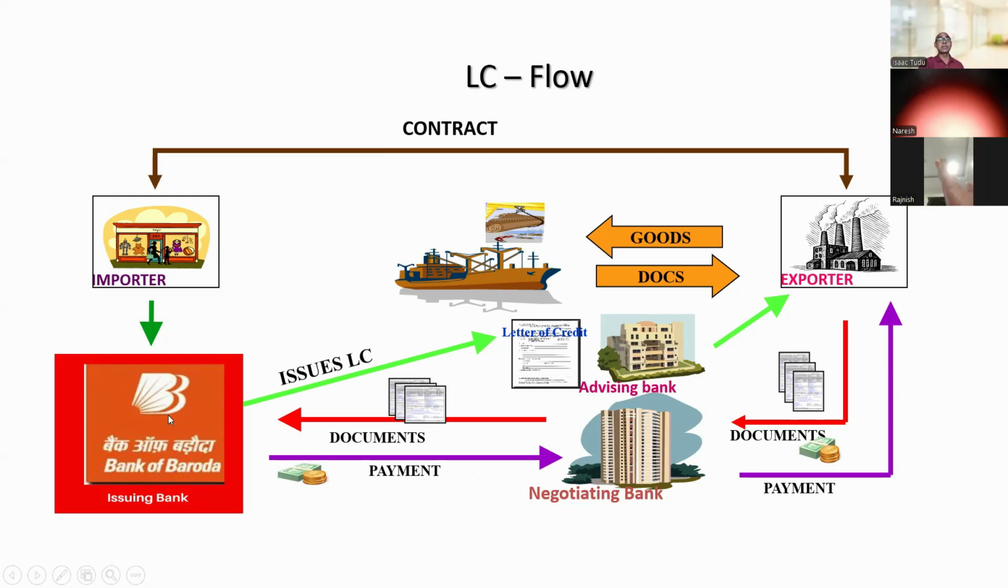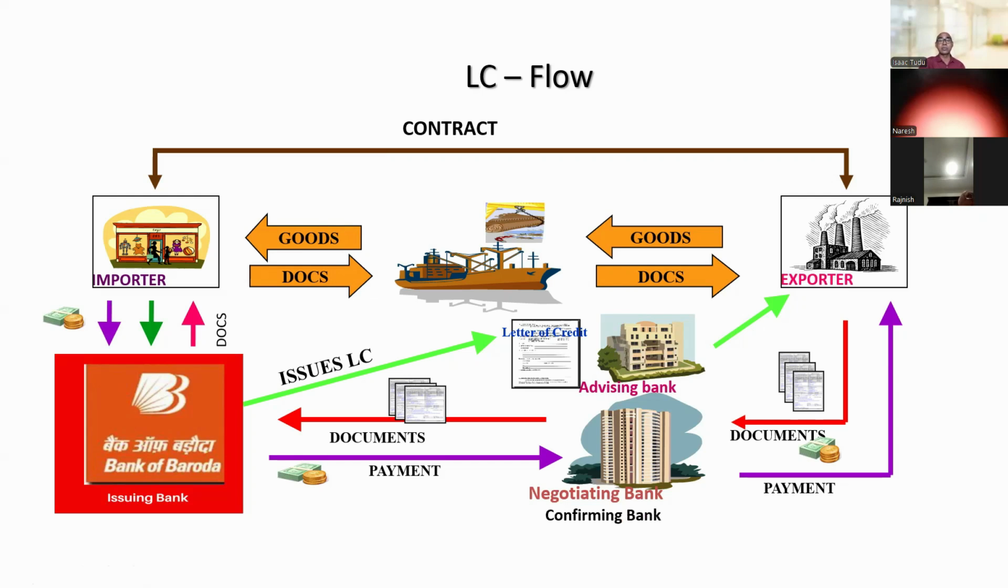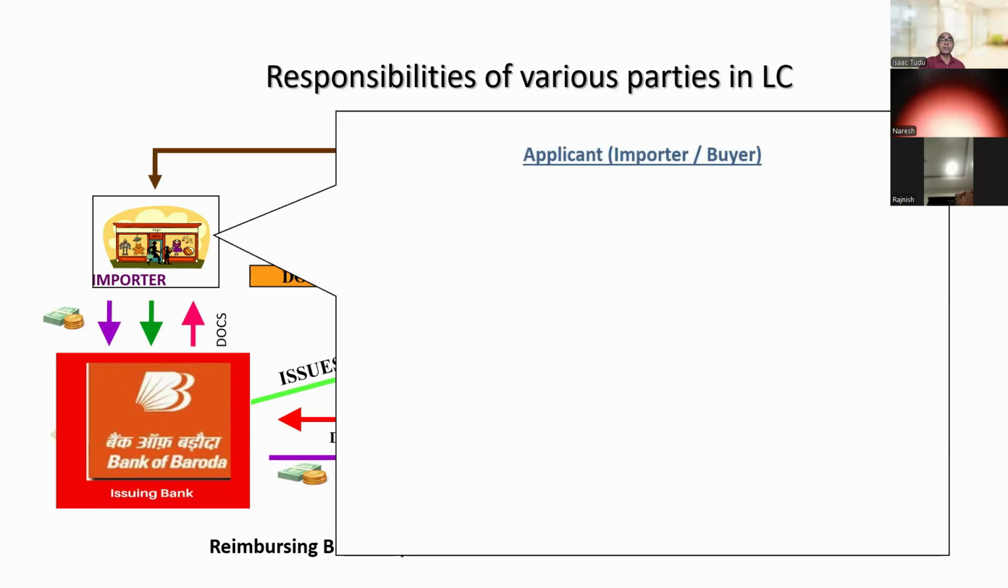Once payment has been made by the issuing bank, they will release the documents to the importer, and based on that, the importer will be able to take the goods released from the carrier at the port of discharge, right? So this is how this mechanism works. There could be a situation where a confirming bank is there, and there could be a possibility that a reimbursing bank would be there, right?